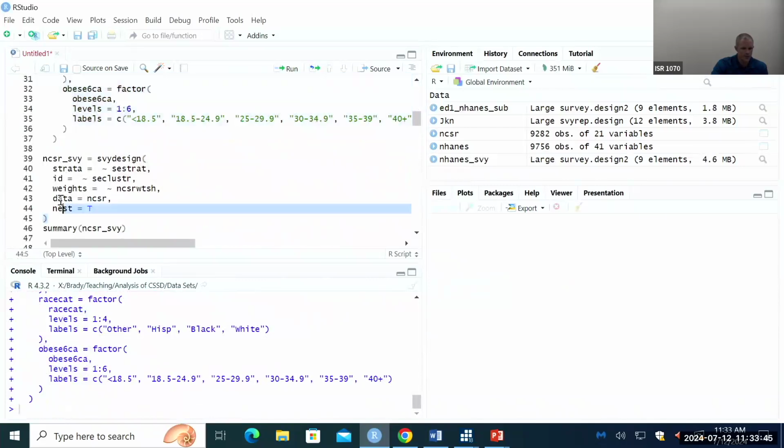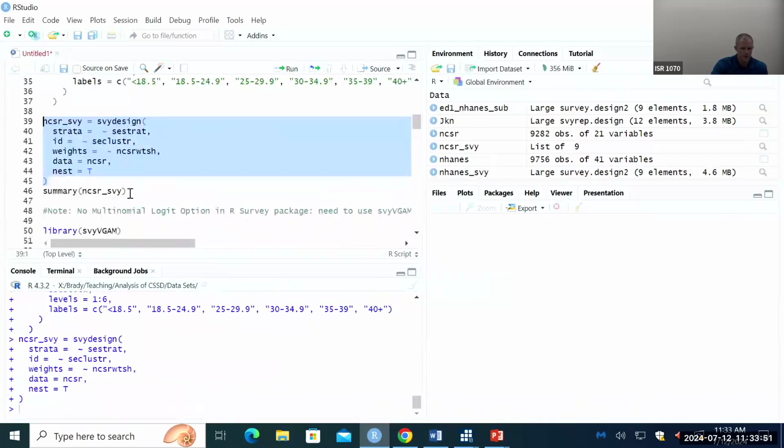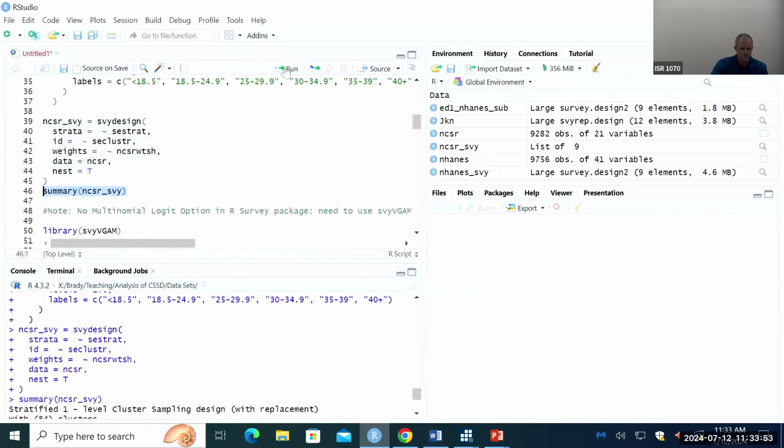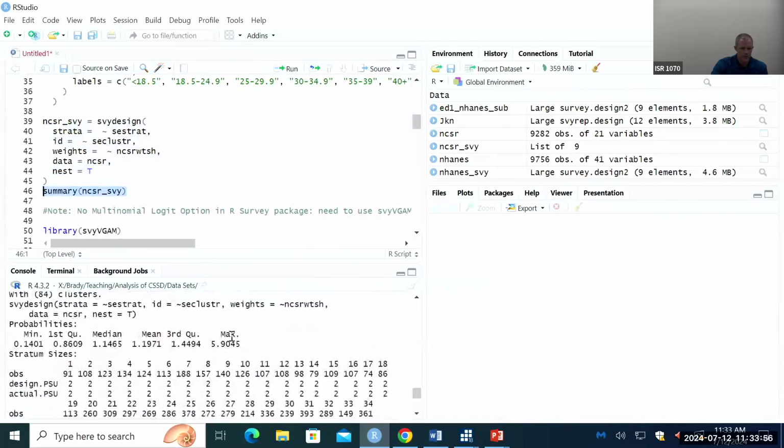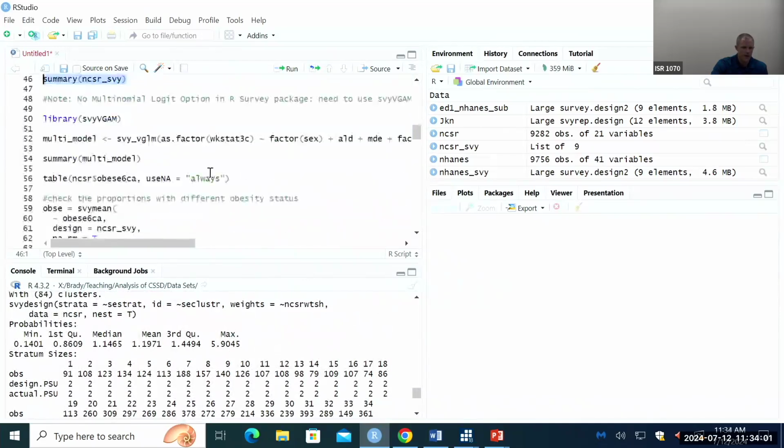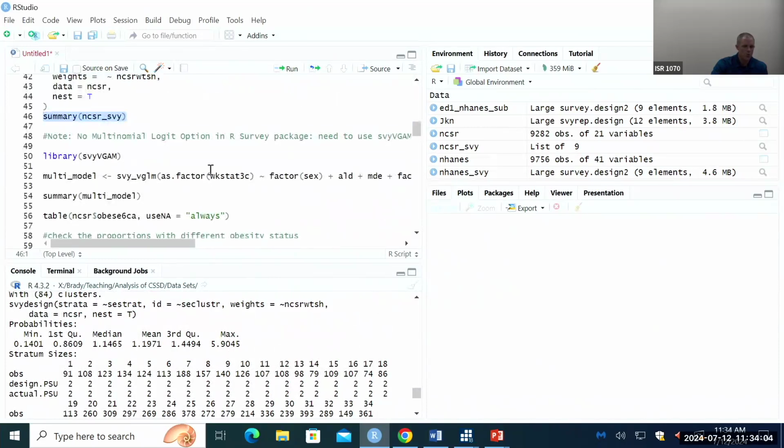I'm setting my design features for the NCS-R, the survey design object. Okay. Can summarize it if I want. Right, so familiar with that kind of breakdown of the PSUs and clusters at this point in the NCS-R. Now, remember that there's no multinomial modeling option within the survey package as it currently exists. To find the multinomial modeling option and still be able to adjust for the design features, we have to load this svyVGAM library. Okay, and remember, to load a package, you have to first install it.